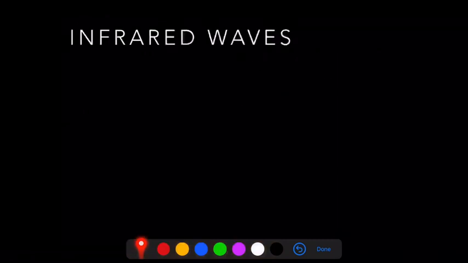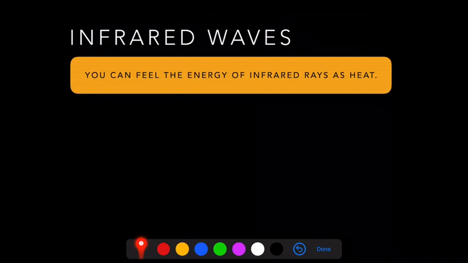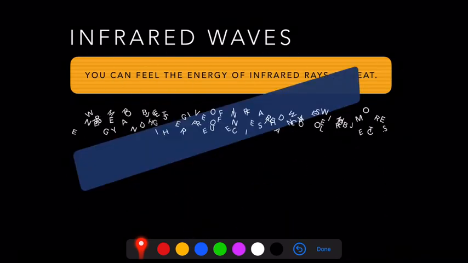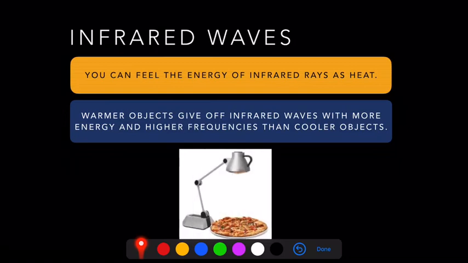Now we have infrared waves. Infrared waves are those whose energy you can feel as heat. For example, if you go to the beach, you can feel some warmth from the sun, and that's called infrared waves. Commonly in the industry, they use it to keep food hot or warm. So warmer objects give off infrared waves with more energy and higher frequencies than cooler objects. Here is the example I was talking to you about.